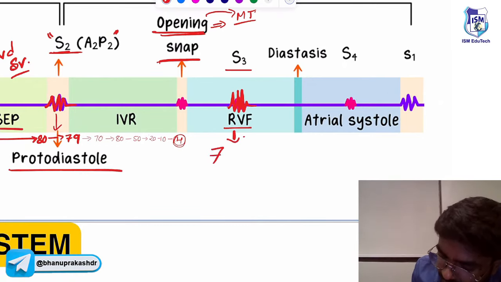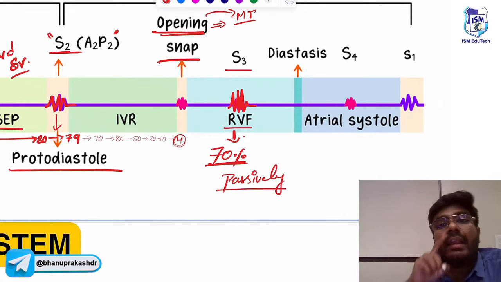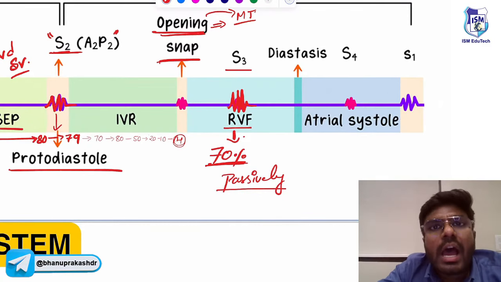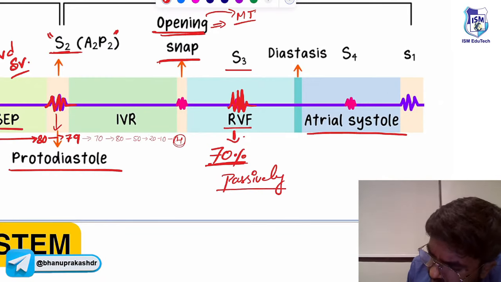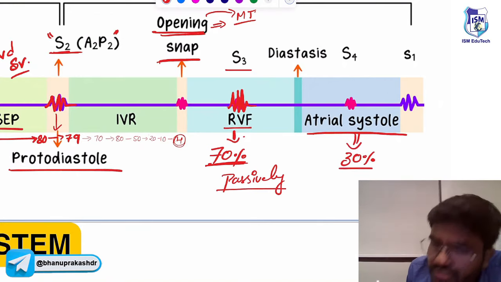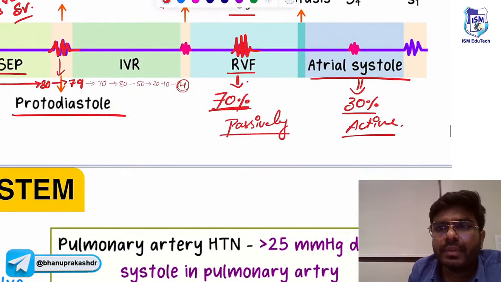During rapid ventricular filling, 70% of the ventricles are filled. Okay, 70% of the ventricles are filled passively. Now, logically, I'm asking you, after 70% filling is completed, how much do you have to fill later? We have to fill 30%. That will occur in atrial systole. 30% will occur in atrial systole. Simple, that is active.